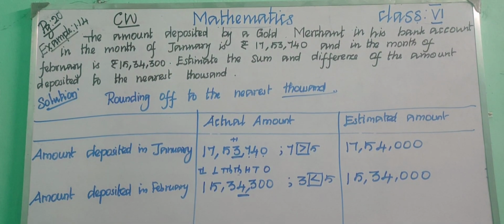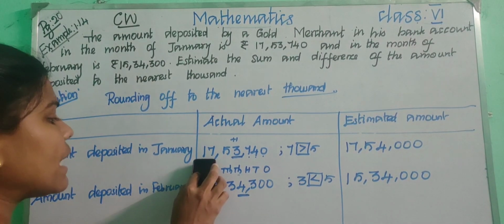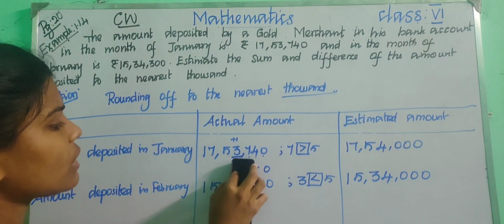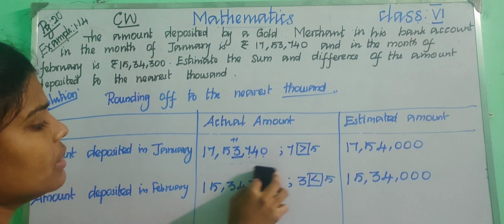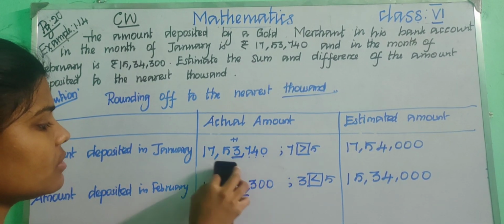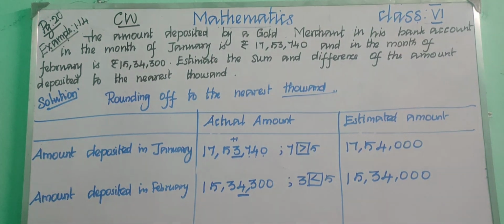So let us find the addition and subtraction. Okay children, let us find the sum and difference. So first of all, let us find the addition. Let us find the sum for the actual amount. Let me rub out these place values. Okay, let us add.